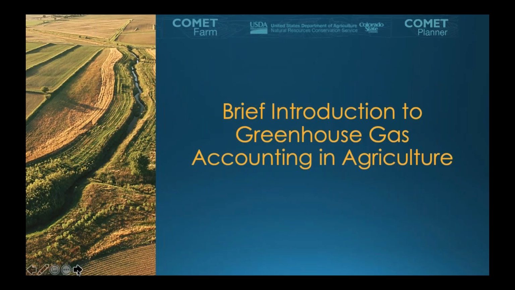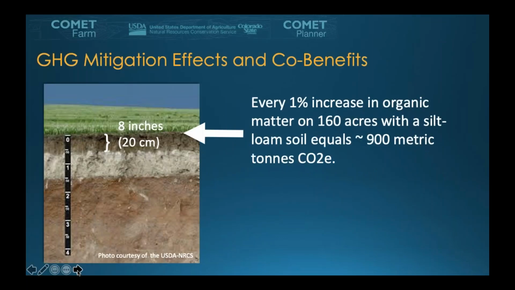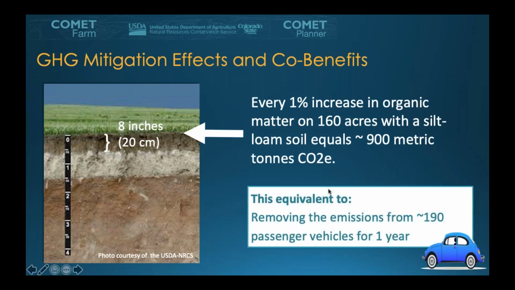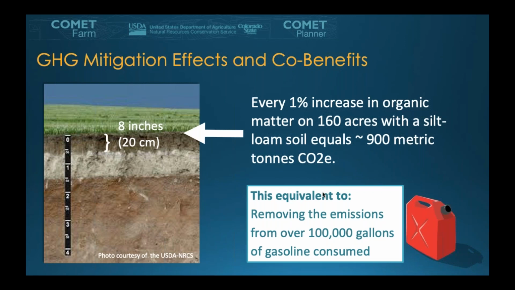So introducing the greenhouse gas accounting. When you focus on the top level of soil within the system, an increase in the organic matter by just 1% on 10 acres of loam soil type is the equivalent of about 900 metric tons of CO2. To put that into context, it's about the equivalent of removing 190 passenger cars for a single year, or the emissions related to driving a car 2.2 million miles and removing emissions associated with 100,000 gallons of gasoline consumed, just by increasing the soil organic matter by 1%.